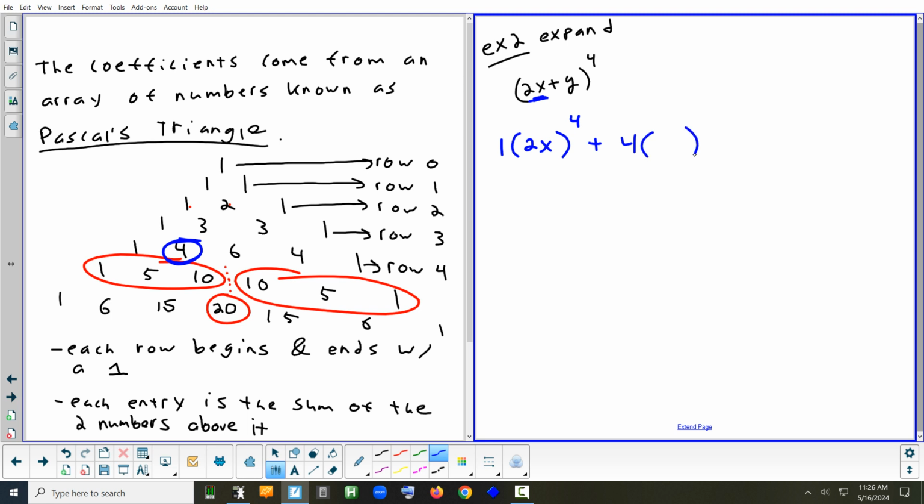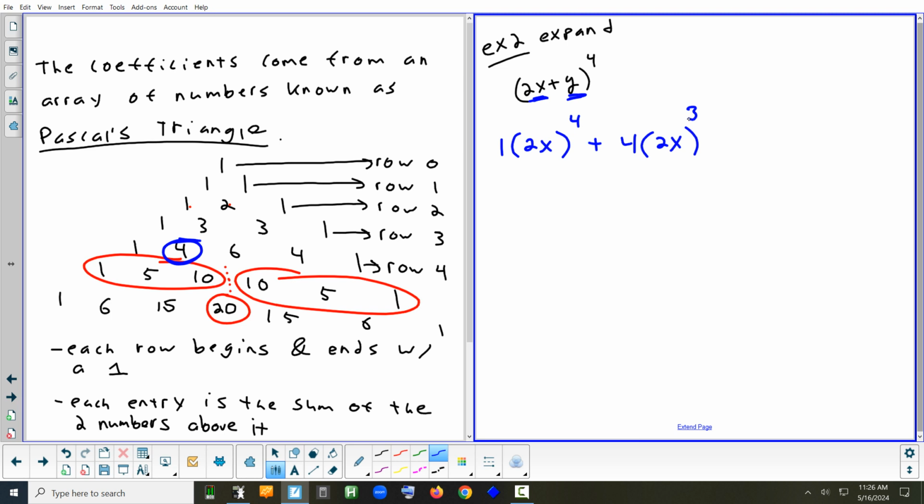And then what goes here? I was saying x cubed to y to the 1st, but I don't think that's it. No, it's not x cubed. Just 2x, because these are in separate parentheses. You're never going to have an x and a y in the same parenthesis. 2x cubed, yep.